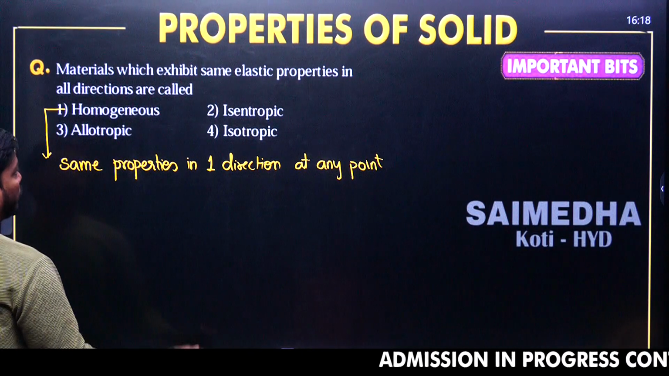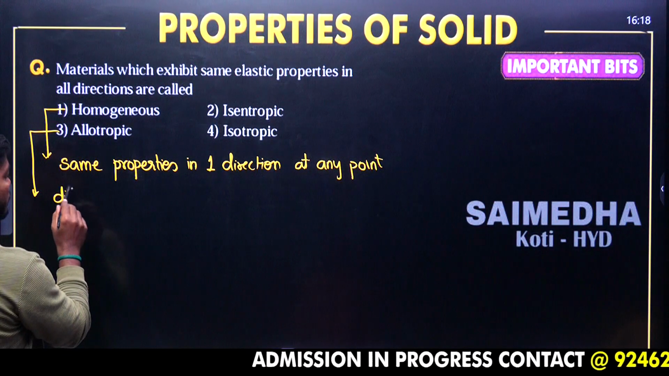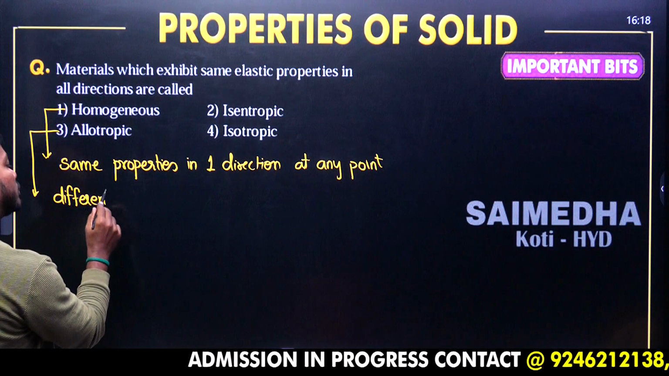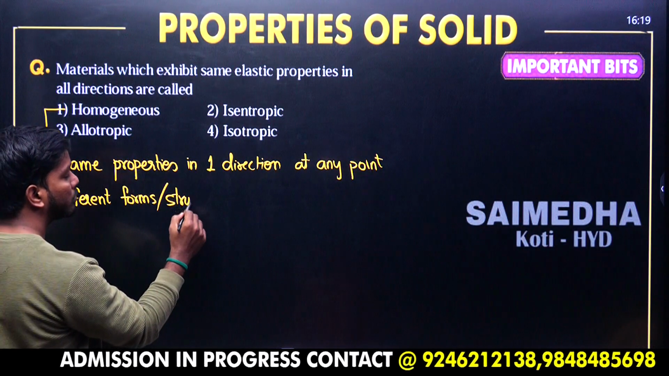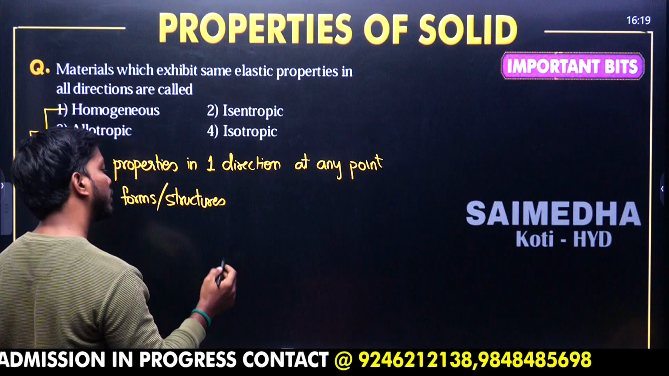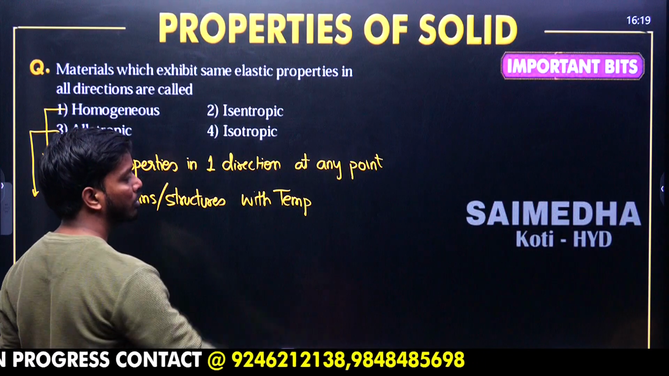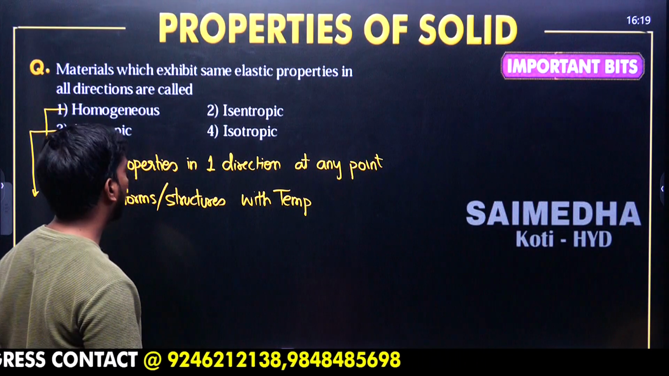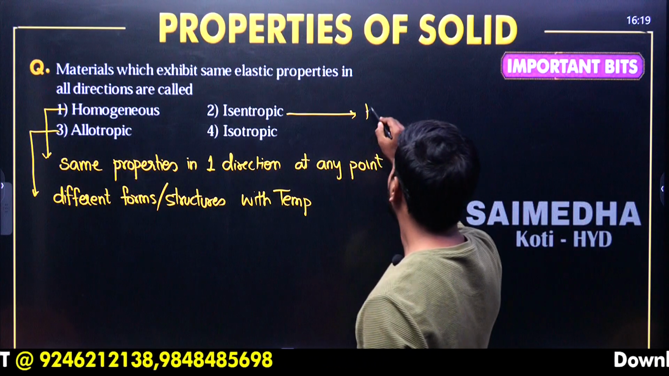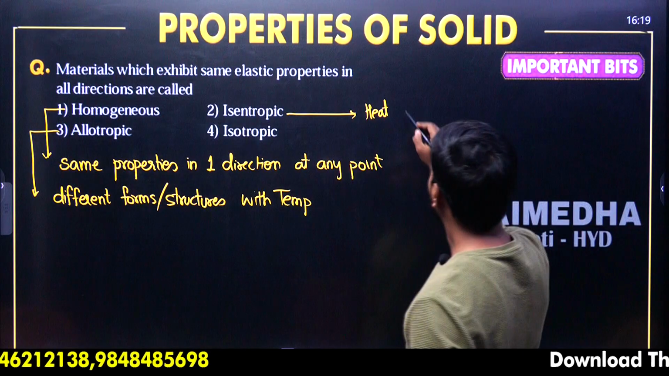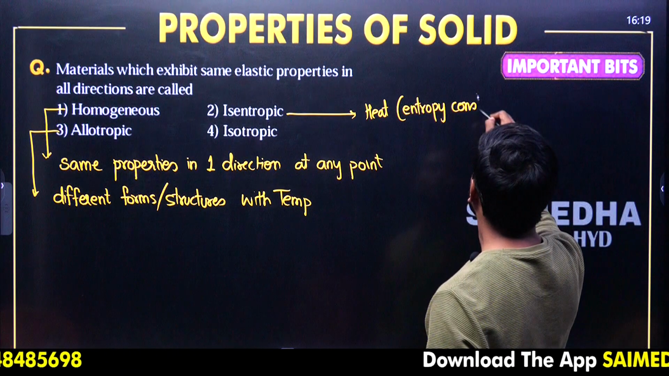Now, if we talk about allotropy, allotropy is different forms, different structures with temperature. That means when temperature changes, then what happens? Structure also changes. In more than one form it will be available. That is called allotropy. Isentropic is a related word to heat and thermodynamics. Heat in which entropy is constant. That is the heat and thermodynamics chapter.